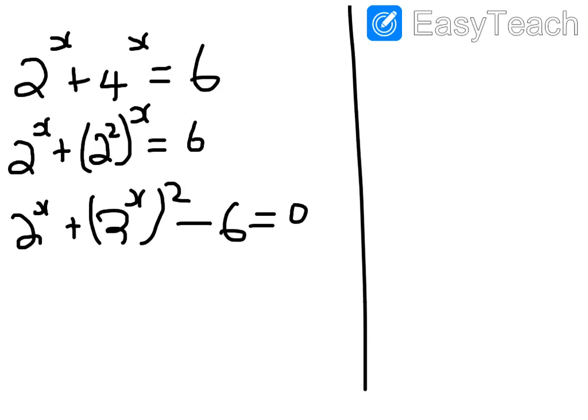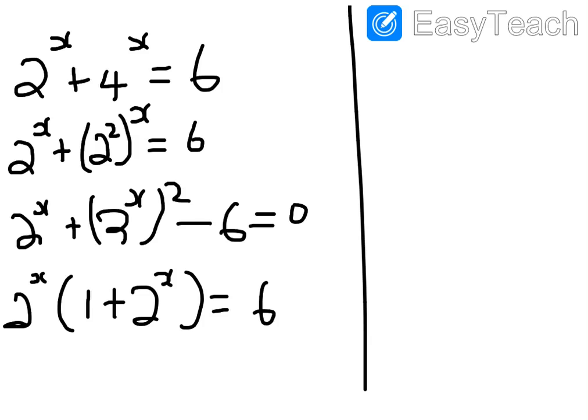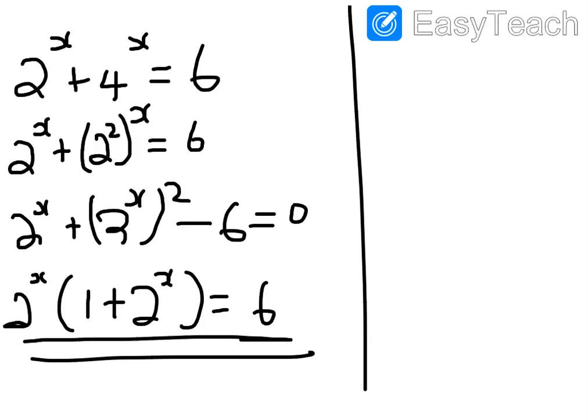So we cannot take out 2 to the power of x as a common factor, because if we take 2 to the power of x as a common factor, we're going to be left with 2 plus 2 to the power of x equals 6. And you cannot solve this one. So what are we going to do to solve it?